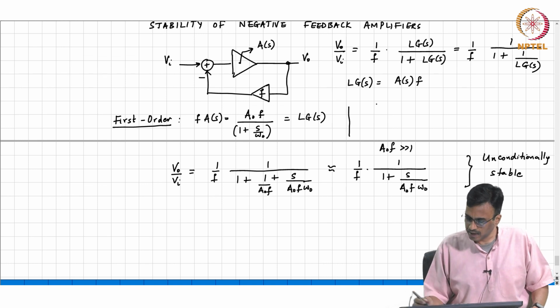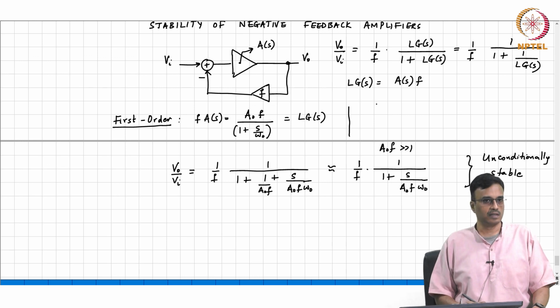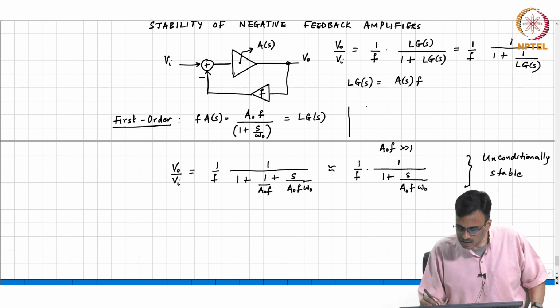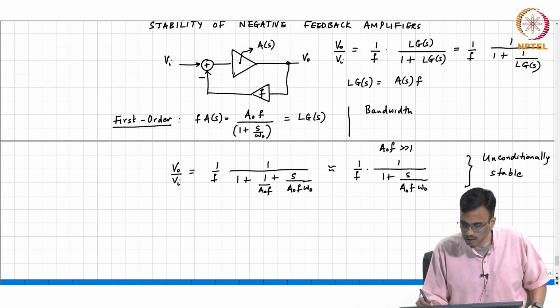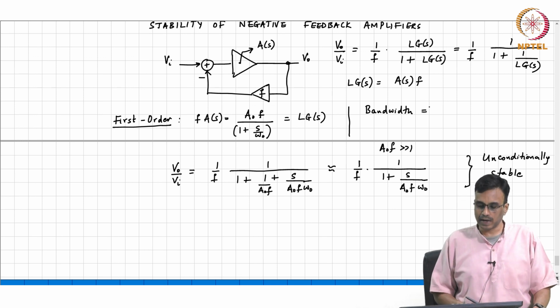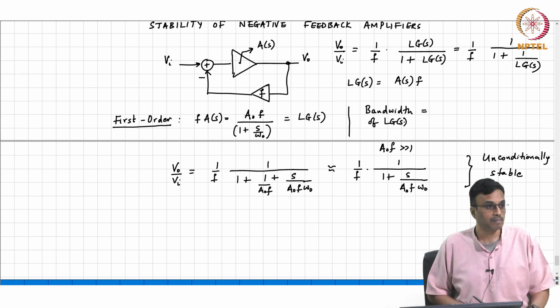Now let us get a little more specific. We are happy that the closed loop system is stable. Now, let us take a look at the bandwidth of the loop gain function. What is the 3 dB bandwidth of the loop gain function? Power gain. Okay, so if power gain becomes half, what happens to the voltage gain? 1 by root 2.